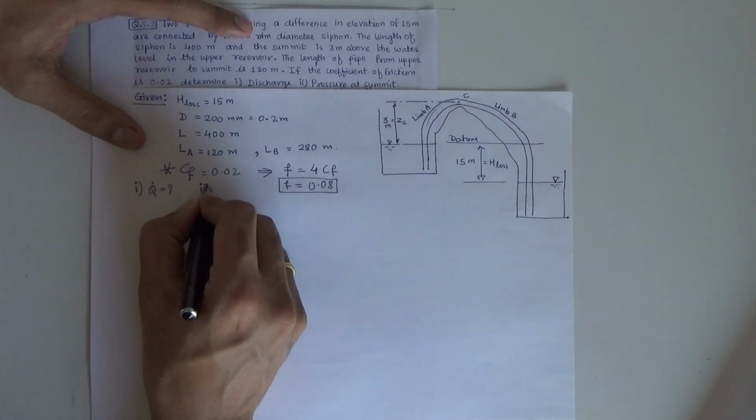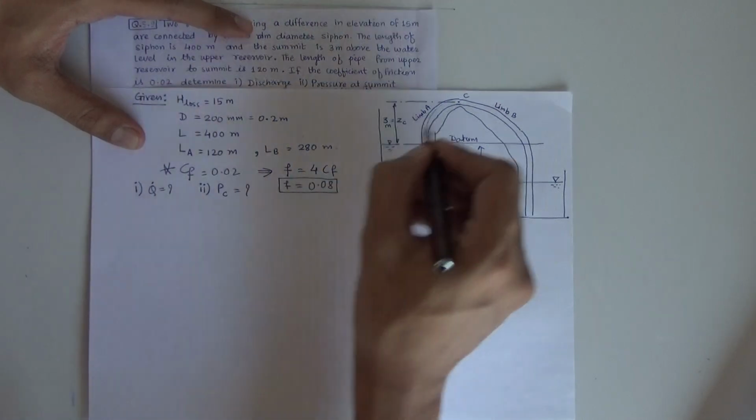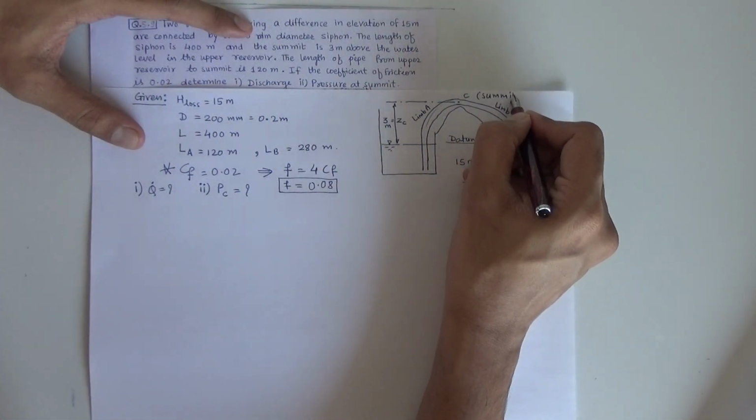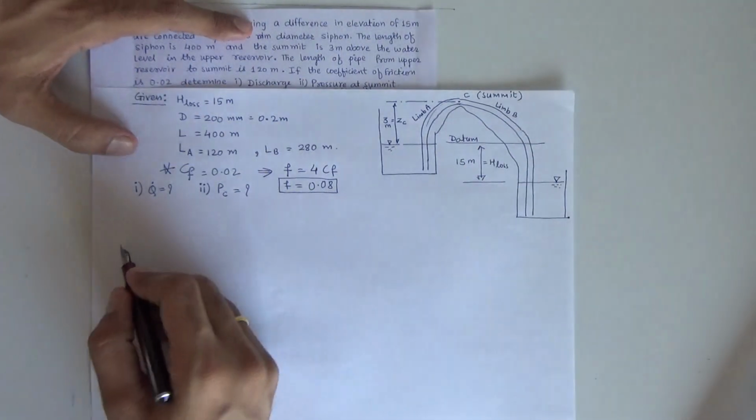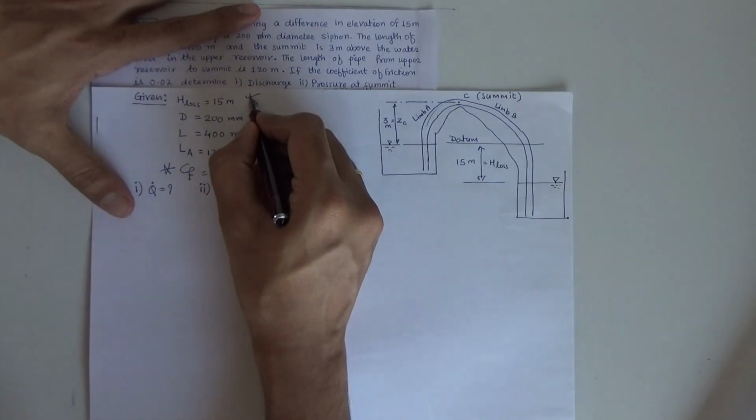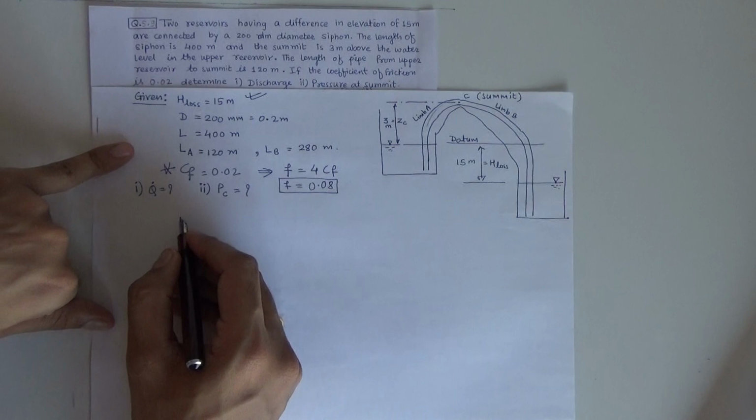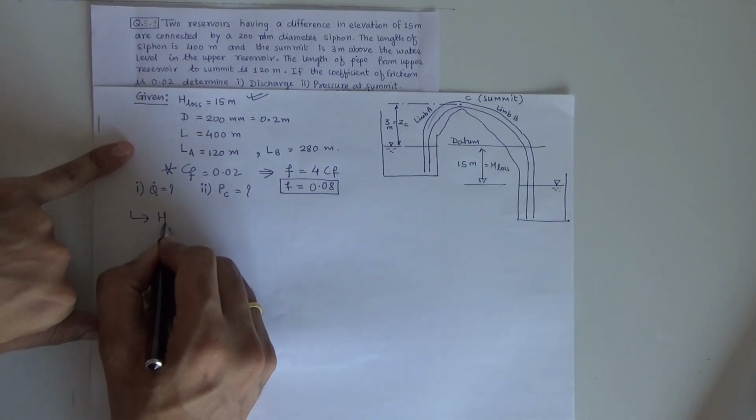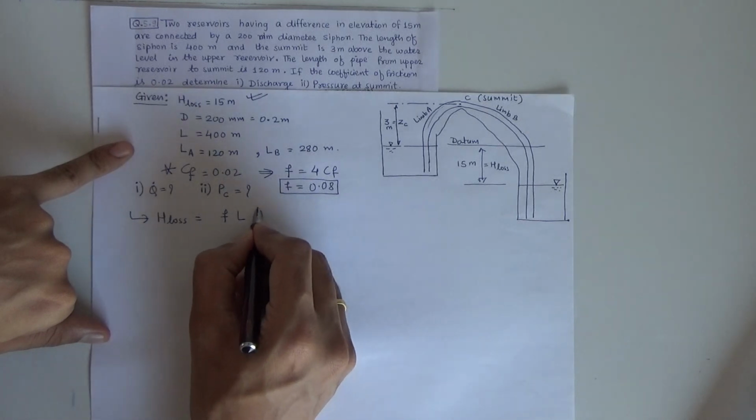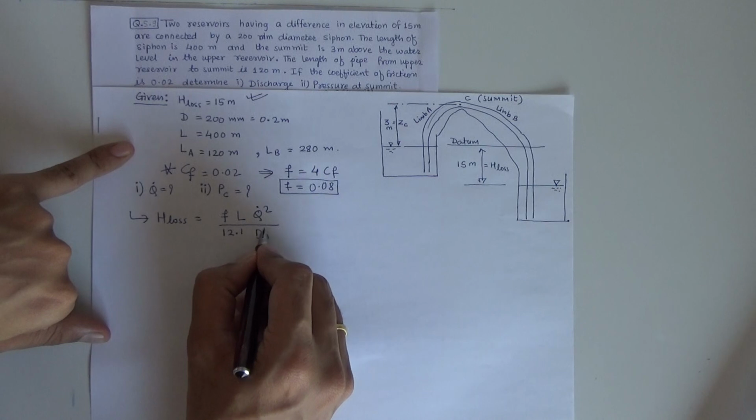and second they are asking us to find out the pressure at the summit, which I can call PC. This point is C and it is called the summit. So first is the discharge. To find the discharge, H loss is given, so we can easily compute the discharge with the equation of H loss. The total H loss will be f L Q squared upon 12.1 D raised to 5.